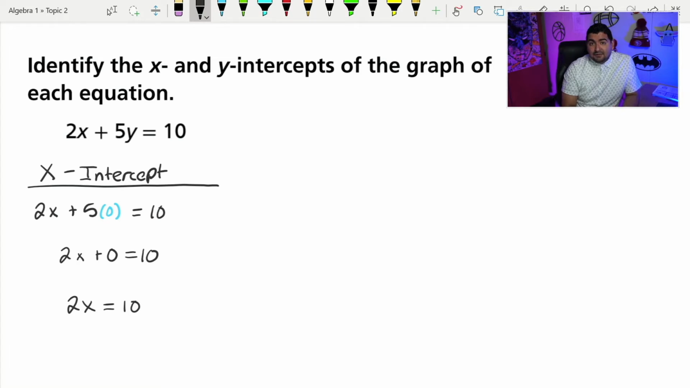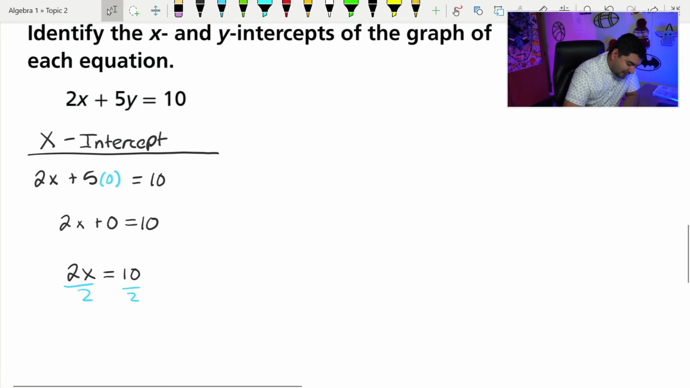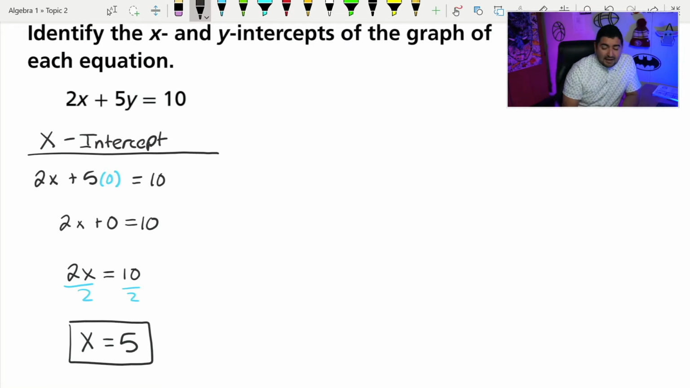When I divide this out and solve for x, whatever I get for x is actually my x-intercept. So I can divide by 2 on both sides, and I end up getting x equals 5. Which means if I wanted to graph this equation, I would see that the line is going to cross the x-axis at 5, the number 5 on the x-axis.